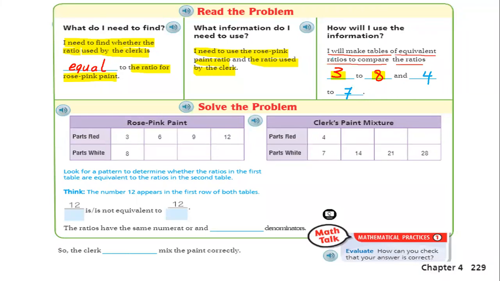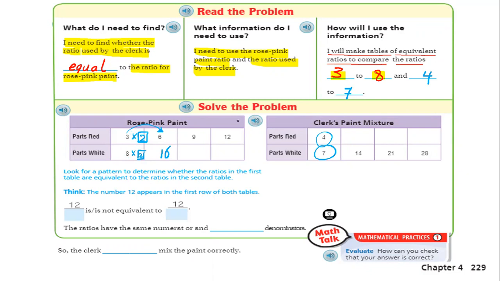Let us see. I'll make tables of equivalent ratios to compare the ratios, here 3 to 8 and 4 to 7. Can you see? How can I make a table? What should I write? Will we multiply? Multiply by 2. That's right. When I multiply by 2 up and down, 3 times 2 equals 6, and 8 times 2 equals 16. This is the first equivalent ratio to 3 to 8.